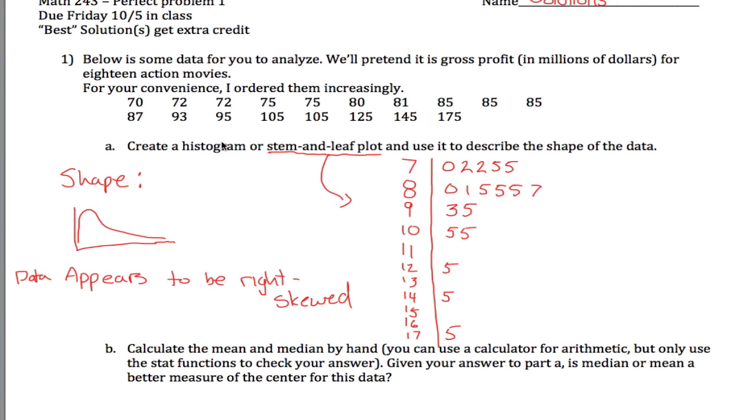Yours could be a little bit different if you chose to make a histogram. If you made a histogram, they'll all look a little bit different because people will choose different bin sizes. So that's why I chose to make a stem and leaf plot, so it'll look more like everybody else's.